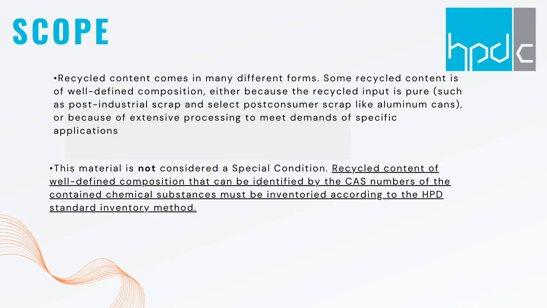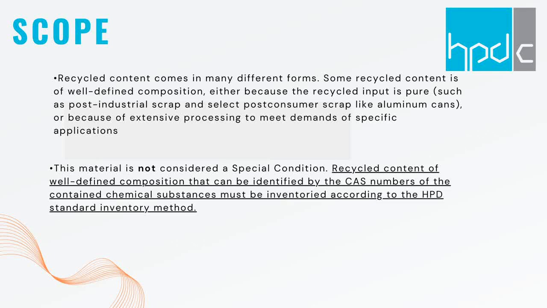Understanding the scope of this special condition is important since not all mixed recycled content will use this special condition. Recycled content comes in many different forms. Some recycled content is of well-defined composition, either because the recycled input is pure, such as post-industrial scrap and select post-consumer scrap like aluminum cans, or because of extensive processing to meet specific customer demands. This type of material is not considered a special condition.